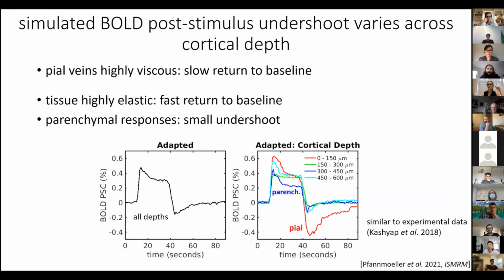So we also presented at ISMRM that we found that after assigning these elasticity and viscosity parameters to the vessels and rerunning the VAN simulations, we indeed saw that the simulated PO vessels were highly viscous, exhibited a slow return to baseline, and exhibited this pronounced BOLD poststimulus undershoot compared to the responses that you could see in the parenchyma. Now, these poststimulus undershoots are a bit exaggerated due to the large pressure that we delivered to the veins here, and we're now recomputing these results and expect a smaller effect. So that's a work in progress.